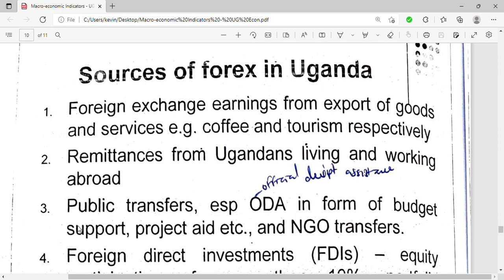Then another one is public transfers. For example, especially the official development assistance in form of budget support, project aid, and NGO transfers. If they are to give you transfers or offers or donations from other countries, they will give you in their currency. They'll give you in dollars, they'll give you in pounds, they'll give you in euros. They'll not give you the money in shillings.